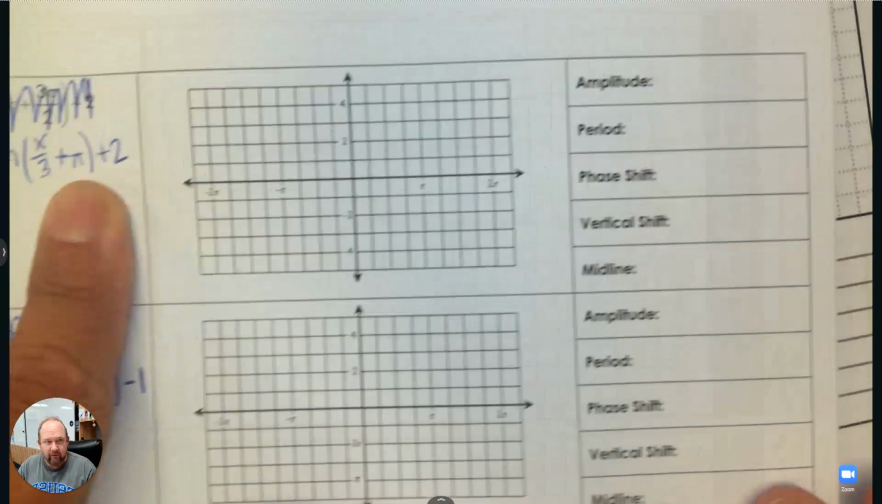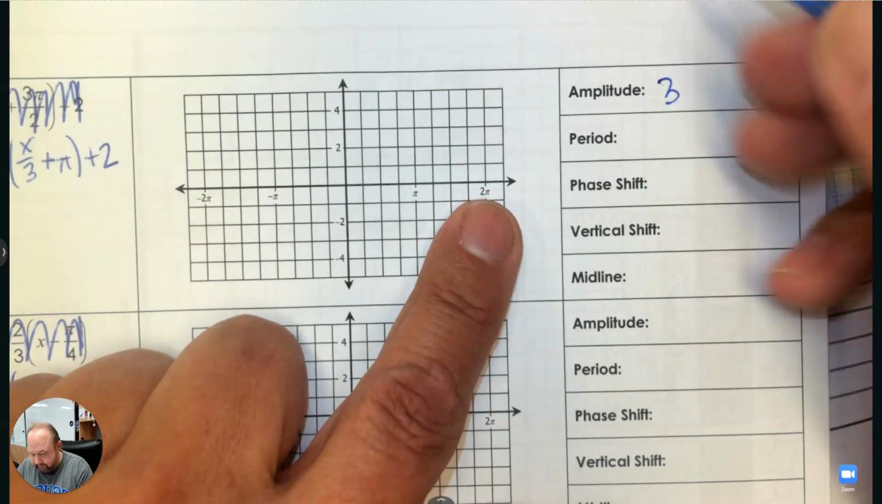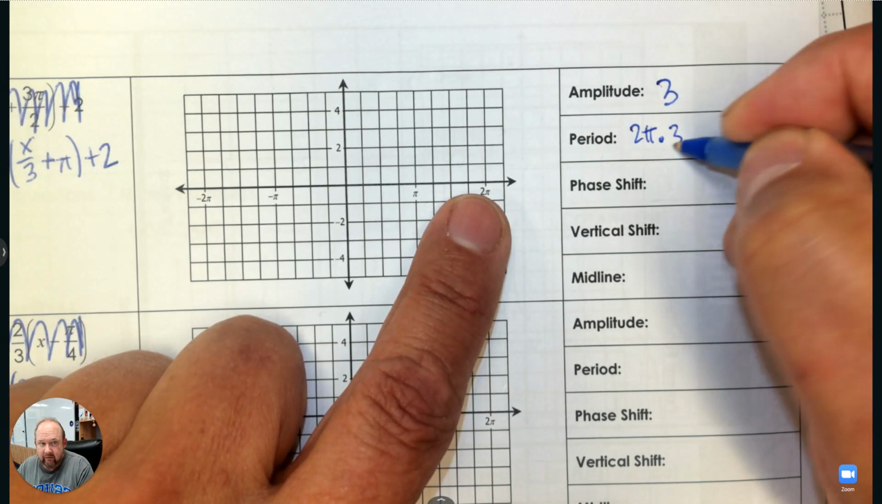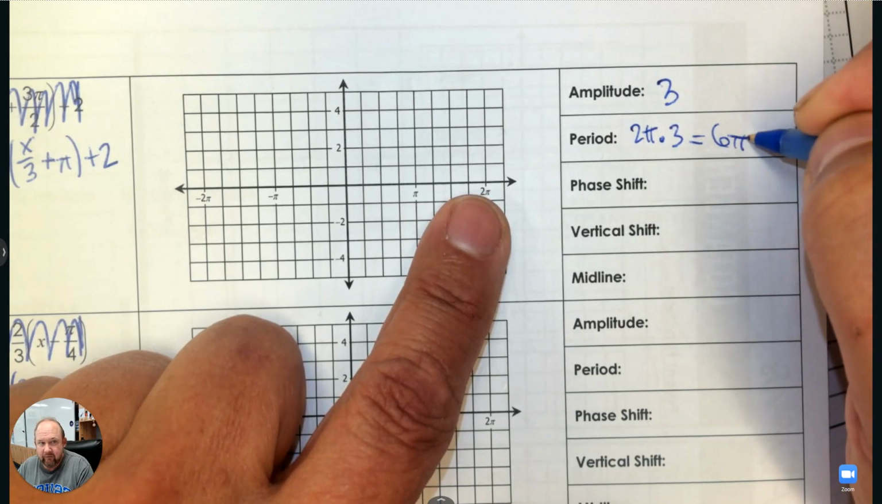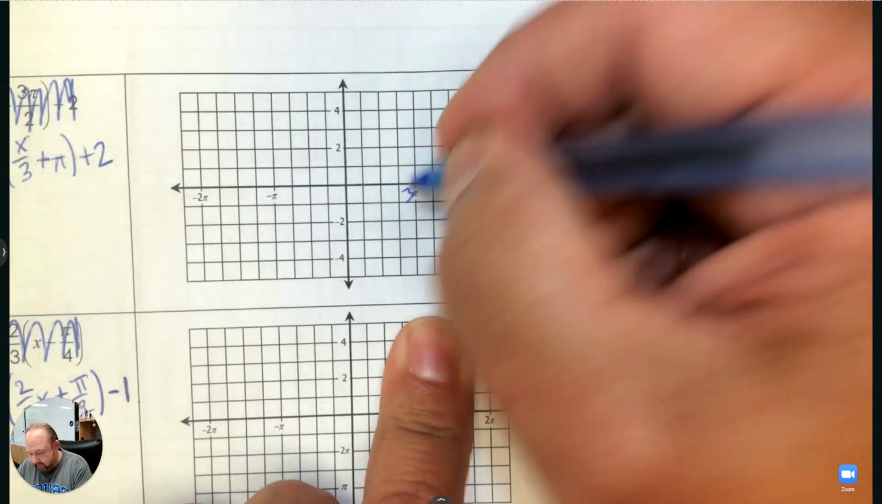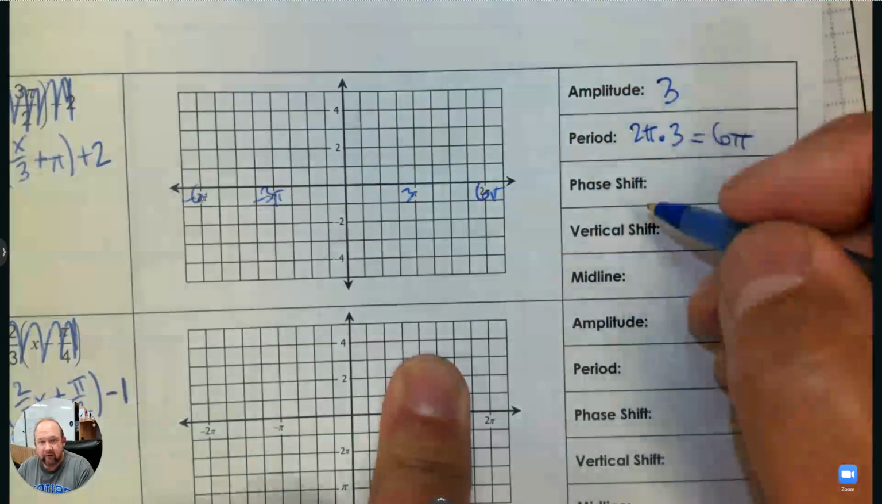So the amplitude here is +3. The period starts with 2 pi, and it's 1/3. So I'm going to multiply times the reciprocal, so now it's 6 pi. I'm just going to change this right now. So that's 6 pi and 3 pi, -3 pi and -6 pi. So now the scales change.